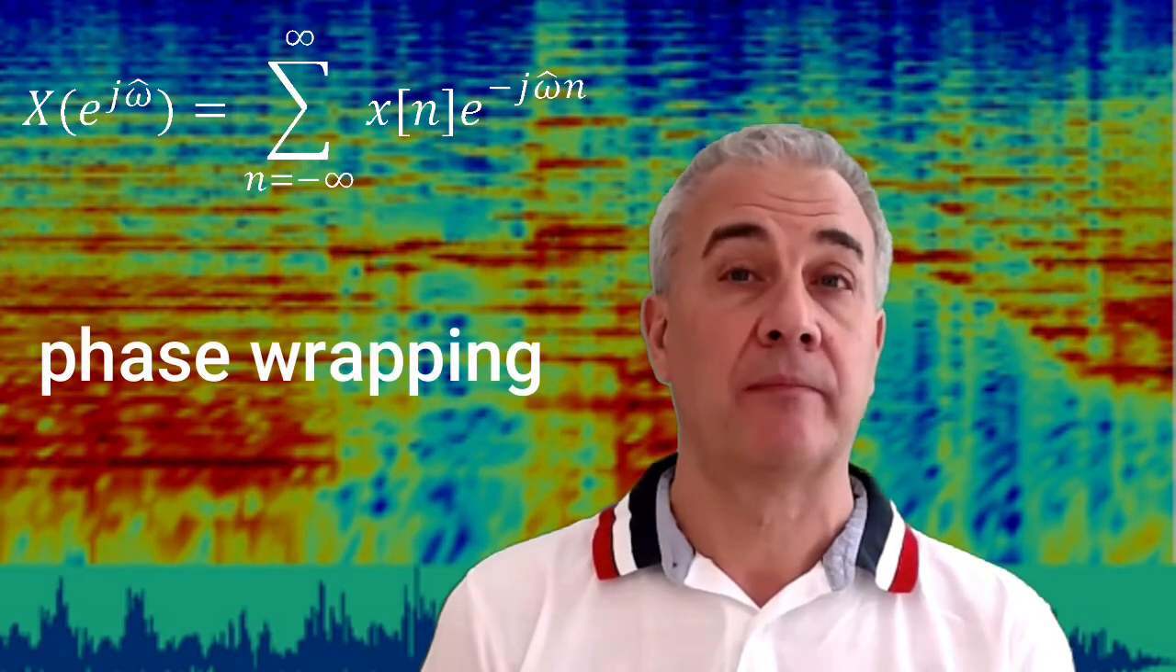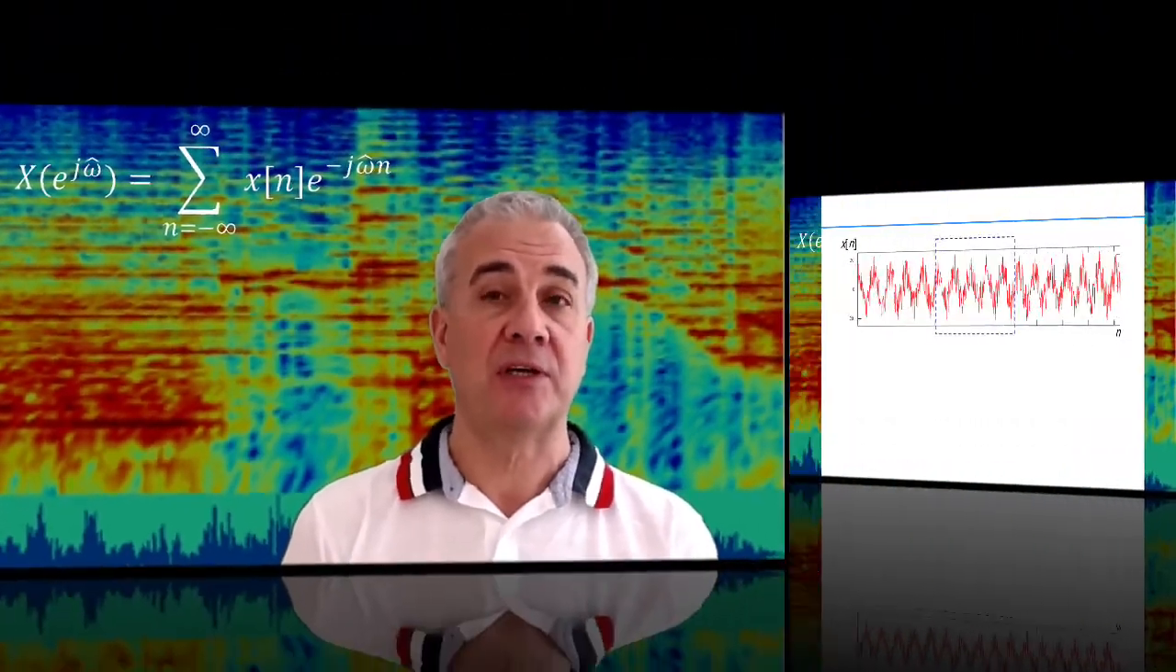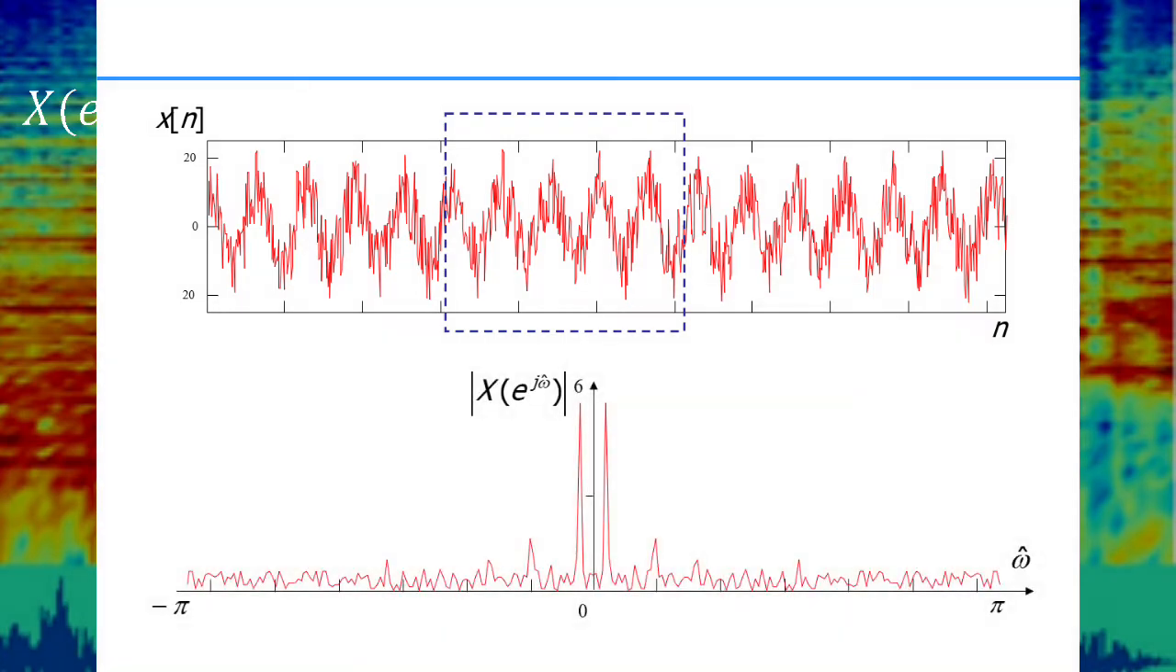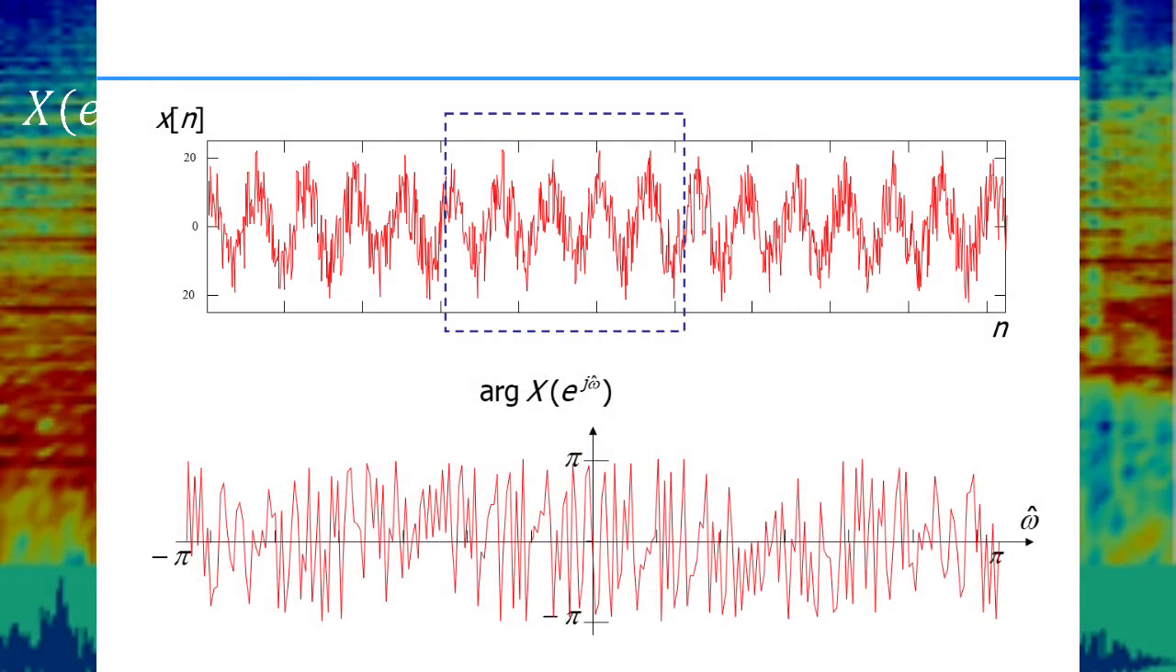In many cases, the plotting and interpretation of the phase spectrum is not easy, especially since the phase is constrained to the interval minus pi to pi, the so-called phase wrapping. Here is an example of a signal that consists of a sinusoidal component and random degradations. The amplitude spectrum clearly shows the sinusoidal component and its digital frequency. The phase spectrum, however, is not that useful.